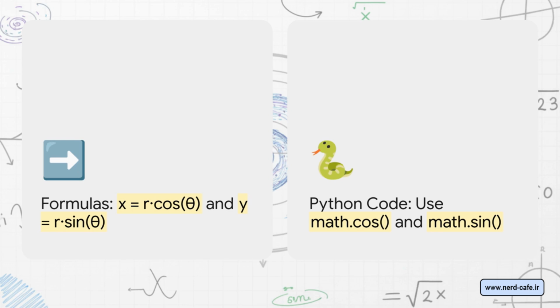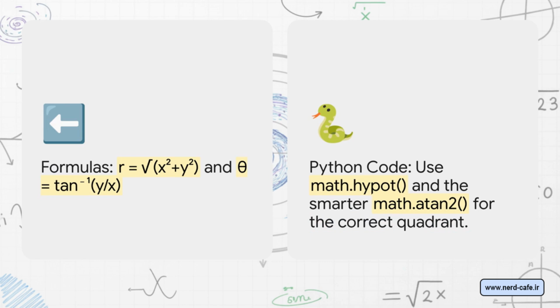Super straightforward. Now, going the other way from xy to r theta is just as easy. To get the distance r, we just use the Pythagorean theorem, and you can see the source code uses this really slick function, math.hypot, which does that for us. For the angle, theta, we use the inverse tangent. But, and this is a huge pro tip, notice the code uses math.atan2 of y, x. You'll want to use this one because it's way smarter. It looks at the signs of both x and y to put your angle in the correct quadrant, which saves you from all sorts of weird bugs.